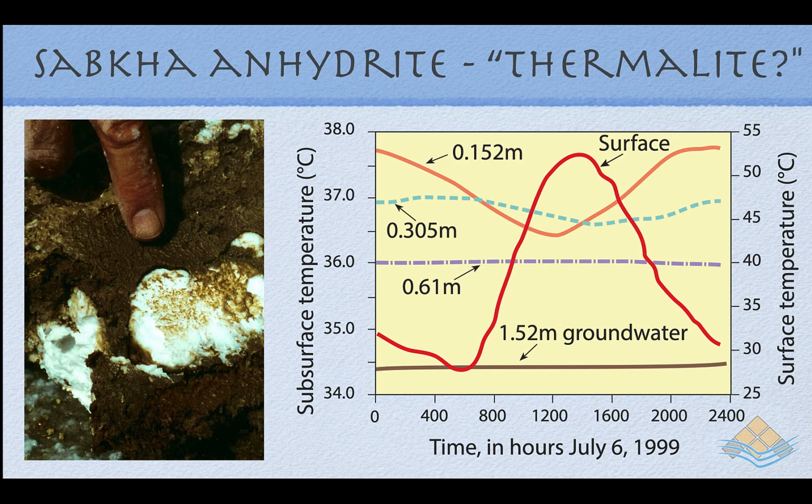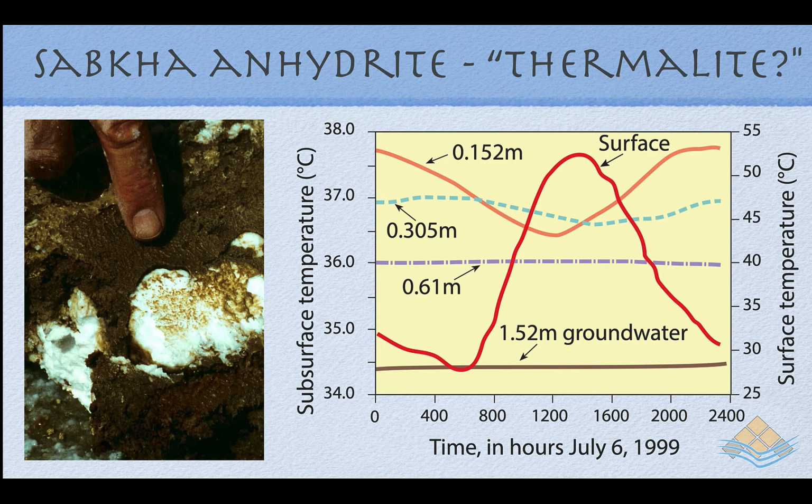Now this is showing us the temperatures that they measured at various depths in the Sabkha. The red line is showing you a diurnal fluctuation for July the 6th, 1999, where we can see the fluctuation going from a low at 4 o'clock of around 34.5 degrees at the surface up to an early afternoon high of around 37.5. So the surface temperature is fluctuating. And as we go deeper into the Sabkha, we see a similar fluctuation in temperature, but the level of fluctuation is decreasing as we get deeper.